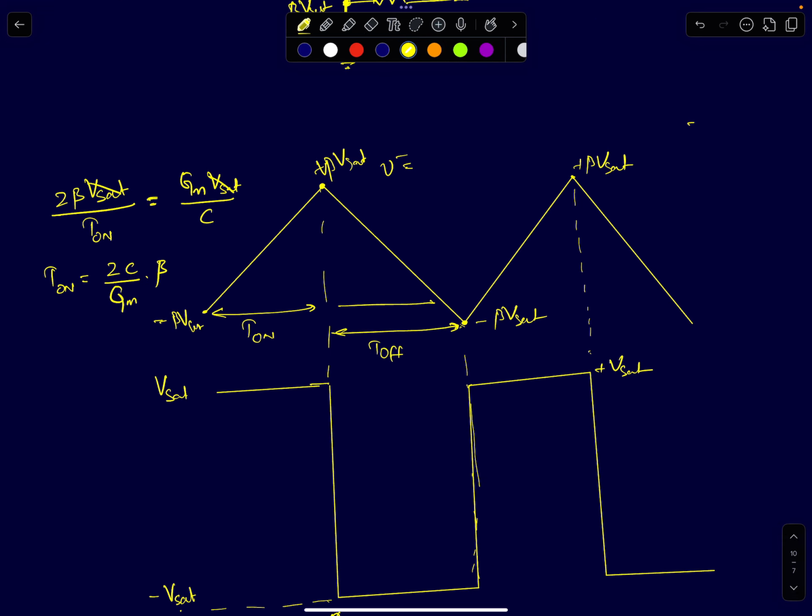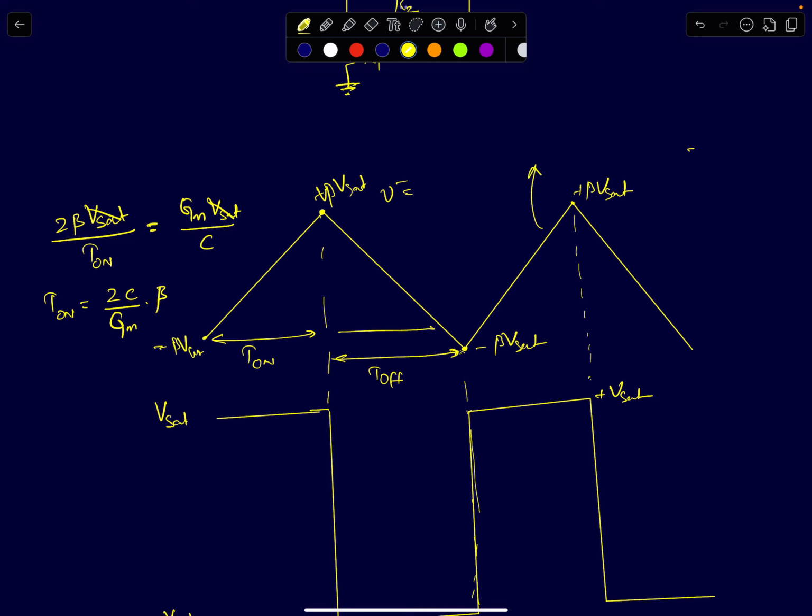So this is what the inverting terminal voltage will look like. V minus will look like this. It will go from minus beta Vsat to plus beta Vsat, and back to minus beta Vsat, and then to plus beta Vsat. It goes this way, and the output will keep tripping, changing between plus Vsat and minus Vsat. Okay, how do you find the time period here?